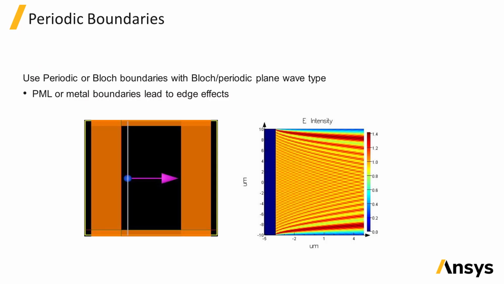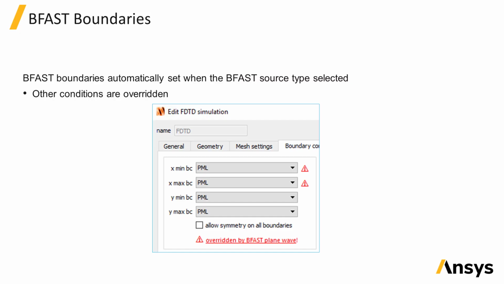Let's review some points to remember about plane wave source types and boundary conditions. If simulating a Bloch periodic plane wave type, always use periodic or Bloch boundary conditions at the sides of the simulation region in the periodic direction. If PML or metal boundaries are used at the sides, there will be edge effects. When using the BFAST type plane wave, BFAST boundaries will automatically be used in the directions of periodicity, overriding any other boundary condition settings in these directions.